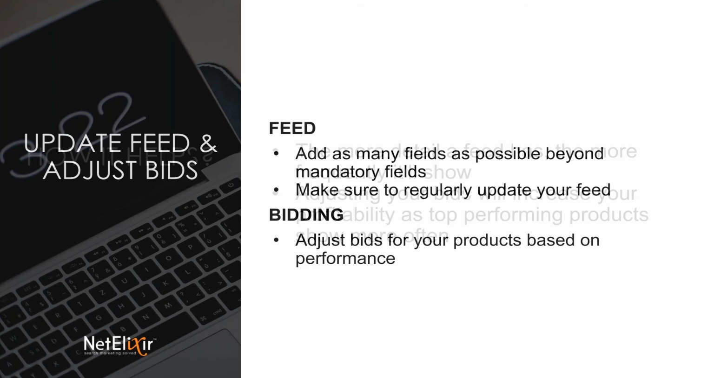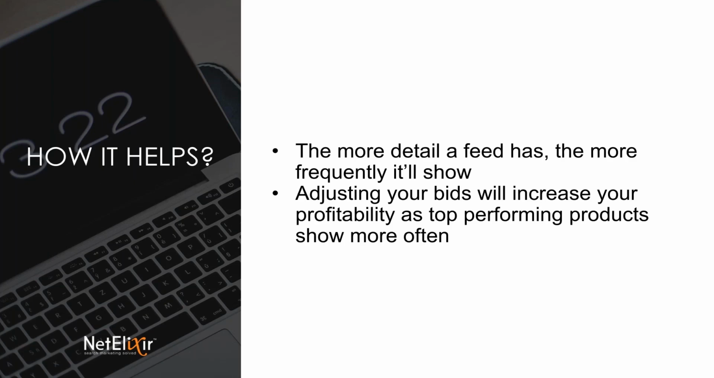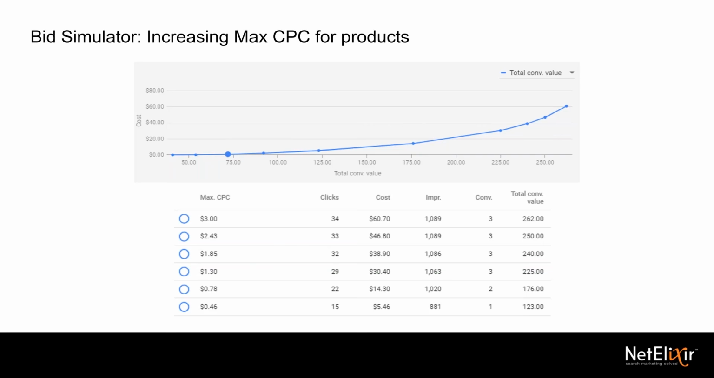So adding those additional fields to your feed will help by increasing the chances that your products will show. And then, as I mentioned earlier, adjusting your product level bids will increase conversions as you show your top performing products more often. When increasing those bids for your products, it might be helpful to use the bid simulator in AdWords. This feature will show how different changes to your CPC will affect the average number of clicks and conversions you will receive as you increase that.